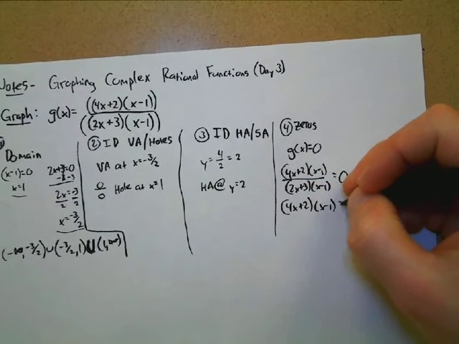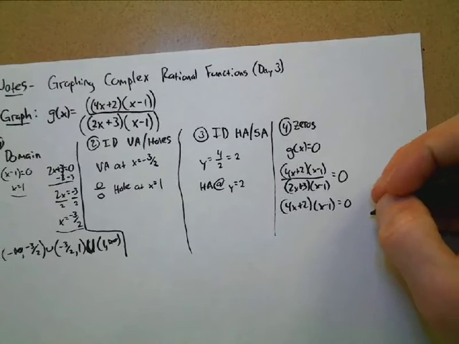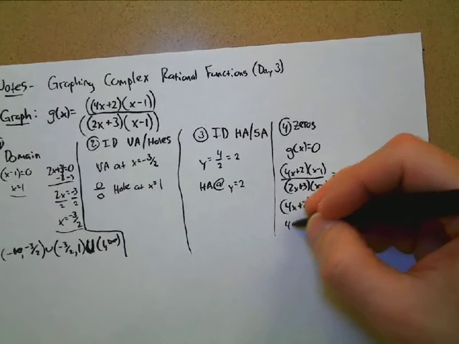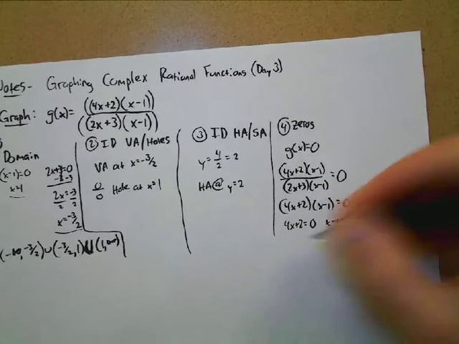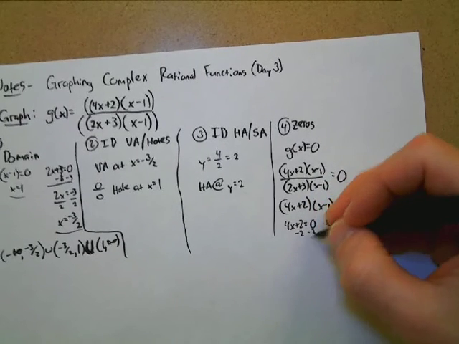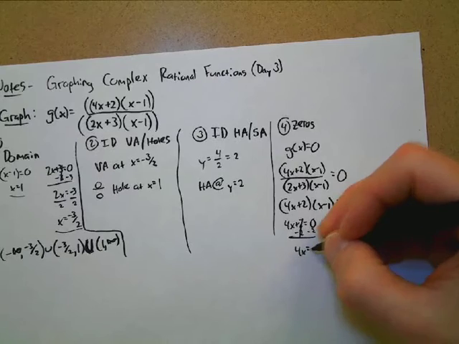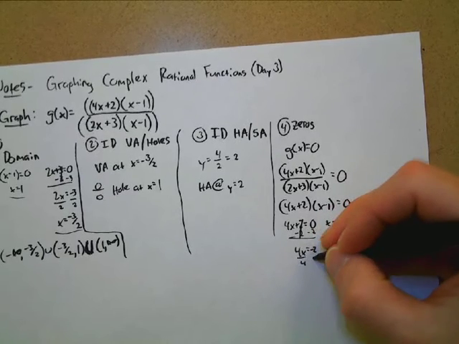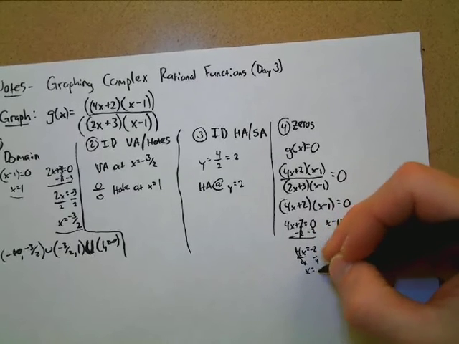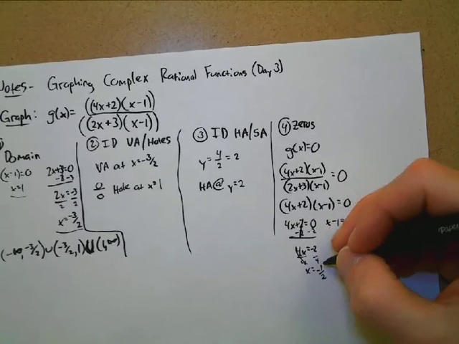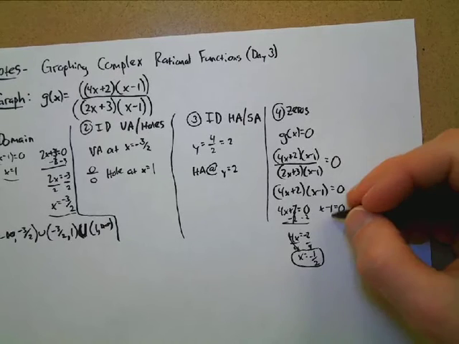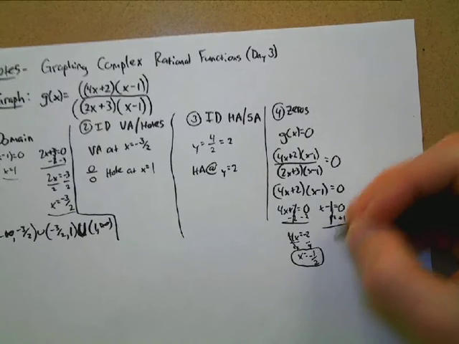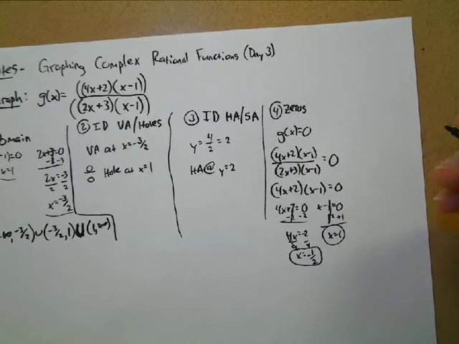And so we get 4x plus 2 equals 0, and x minus 1 equals 0. I'll subtract 2 from both sides there. 4x equals negative 2. Divide both sides by 4. x equals negative 1/2. Everyone's favorite fractions. And then we'll add 1 to both sides here, and we get x equals 1.